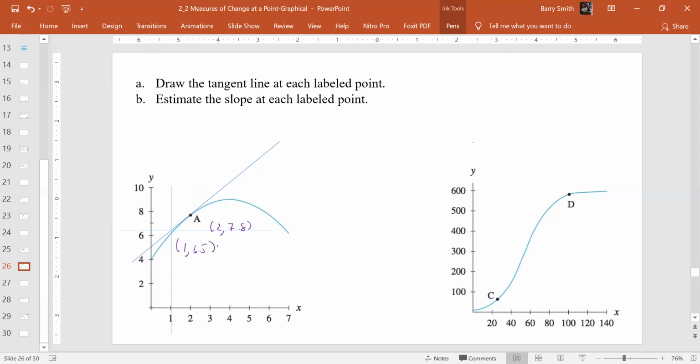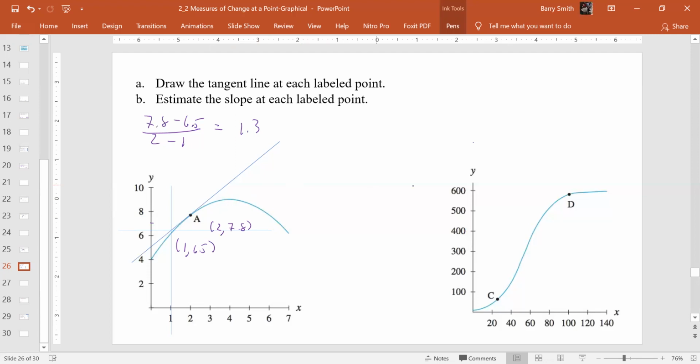Again, who knows? Now what we have to do is find the slope. So the slope is going to be change in y over change in x. On this one we're going to have 7.8 minus 6.5 over 2 minus 1. And if we do that, 7.8 minus 6.5 is 1.3. So we're going to say 1.3, and we don't know units. That's as good as we can get here, okay? And so that's going to be what I call my slope on this actual graph here.